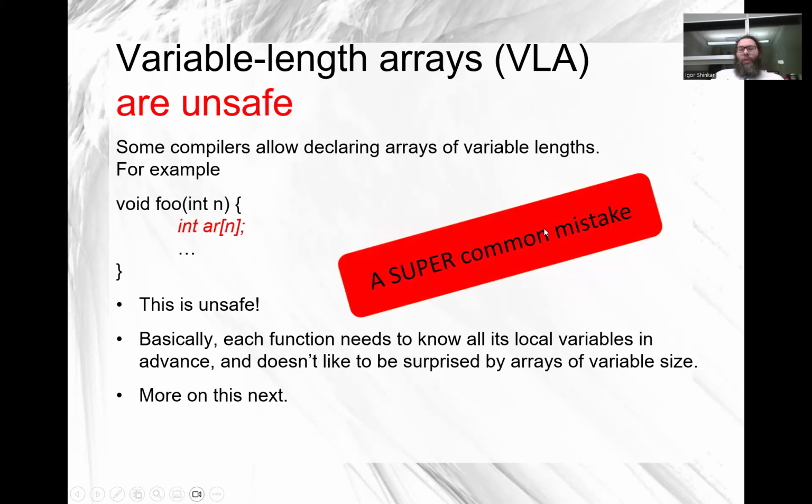So it's a super common mistake. Many compilers will say, yeah, it's fine, I will let you do it. But sometimes, especially when n is large, all of a sudden things don't work and you don't understand why. So please don't do it.